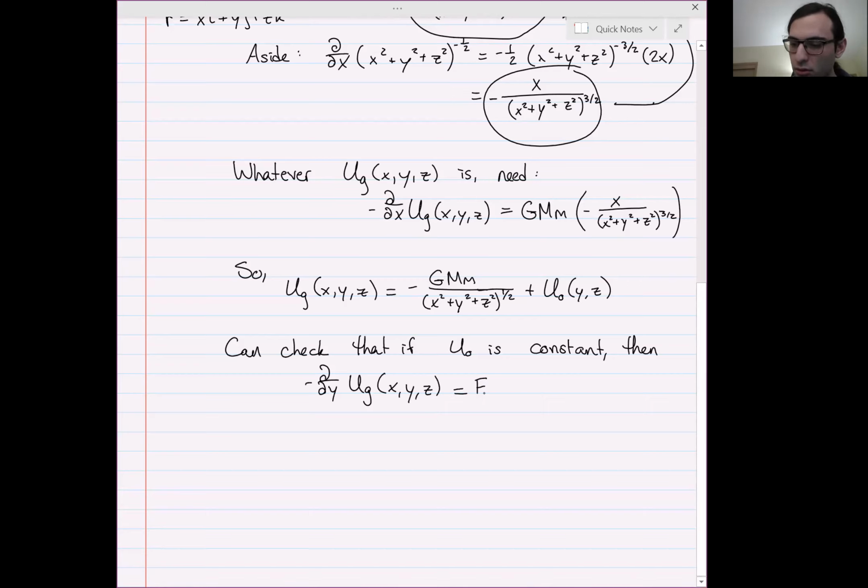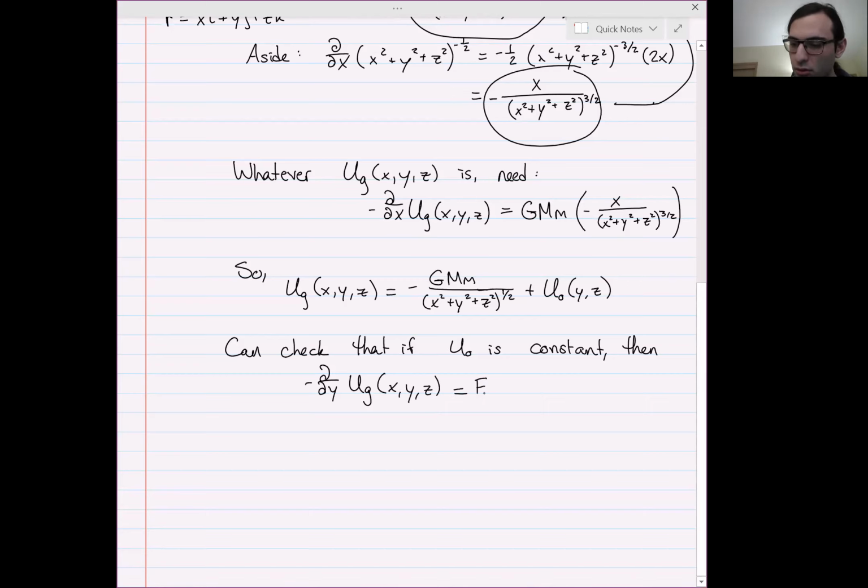So indeed, the gravitational potential energy function is negative G big M little m over x squared plus y squared plus z squared to the 1/2 plus some constant. Now, we're not quite done because I did say something about how the potential energy function should only depend on the distance that the two objects are from each other, right? That was the whole point. It should only depend on r.